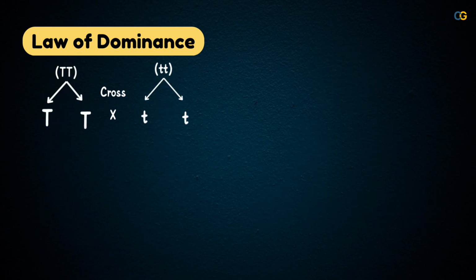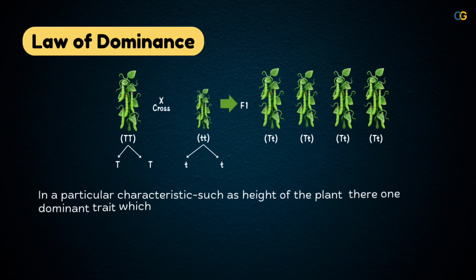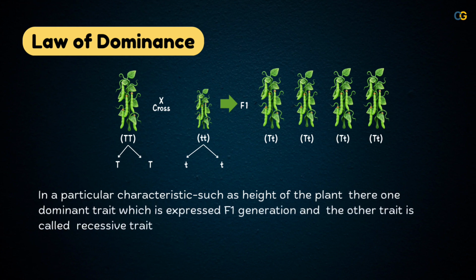Now, upon merging this, we understand that the tall from one parent and the short from the other parent have combined to give rise to a tall offspring, which looks tall but internally has the short gene. Hence, the tall trait has dominated over the short trait, which shows that there is a trait which is dominant over the other, and the dominant trait is expressed in the F1 generation.